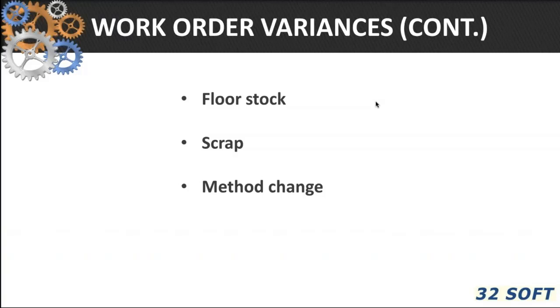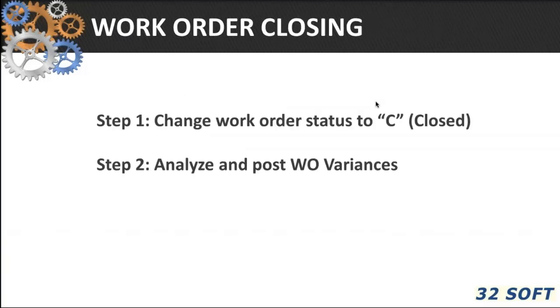Work order variances also contribute to the current cost. I would like to bring back the first slide and make it complete. So closing a work order and posting accumulated variances to general ledger also updates current labor and subcontract cost.